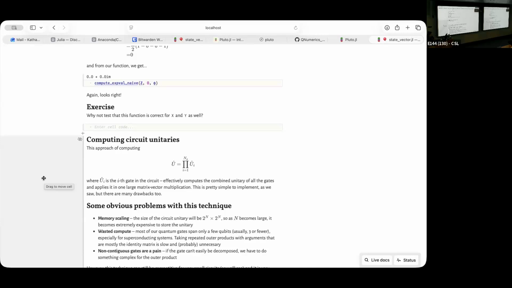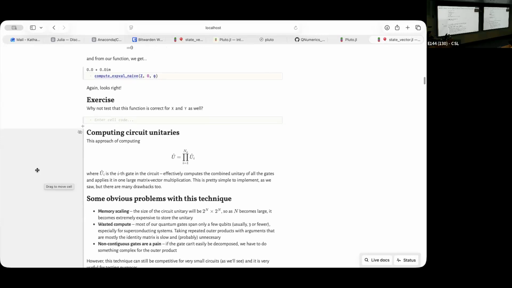So what we're effectively doing here, especially if you apply more than one gate after another, is you're constructing the entire unitary for the whole system for every single gate. And then if you do that repeatedly, you're effectively computing one very large 2 to the m by 2 to the m unitary and applying it to a state vector. So this is relatively simple to implement, but there are a lot of drawbacks for it.